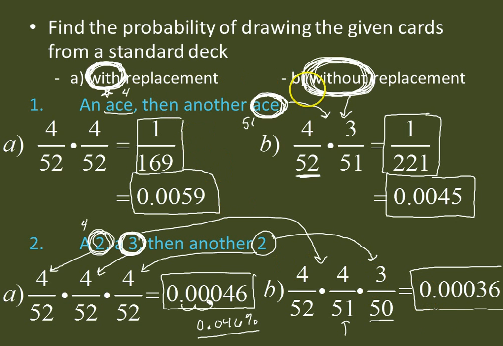Okay, so that with replacement, without replacement, that conditional probability. Okay, it makes a big difference when you're talking about probability, whether or not the first event has an effect on the second event. Okay, so again, make sure you're looking for things like that when you talk about probability.